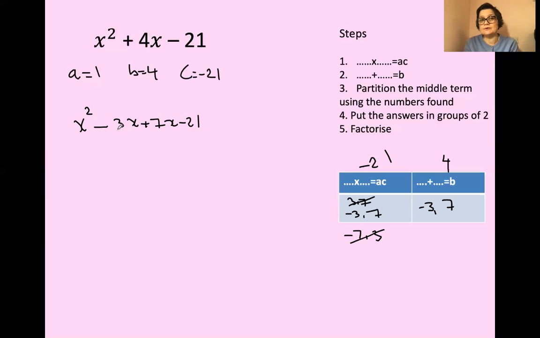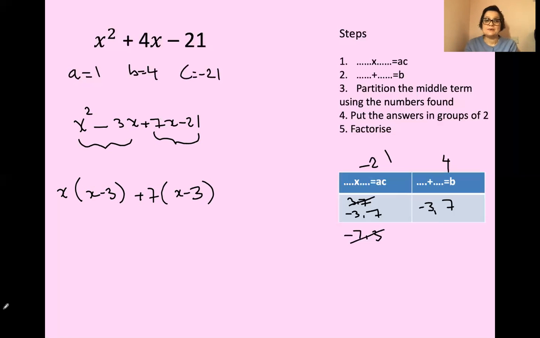As I said before, it doesn't matter what order. It could be plus 7x minus 3x. Right, now put them in groups. So the first two with the second two. And then factorize. Common factor for the first two terms is x. Open the bracket, x minus 3. And then plus, common factor is 7. Open the bracket, x minus 3.